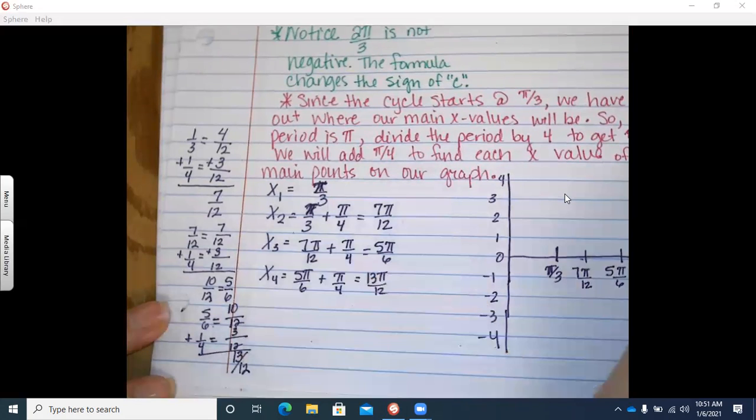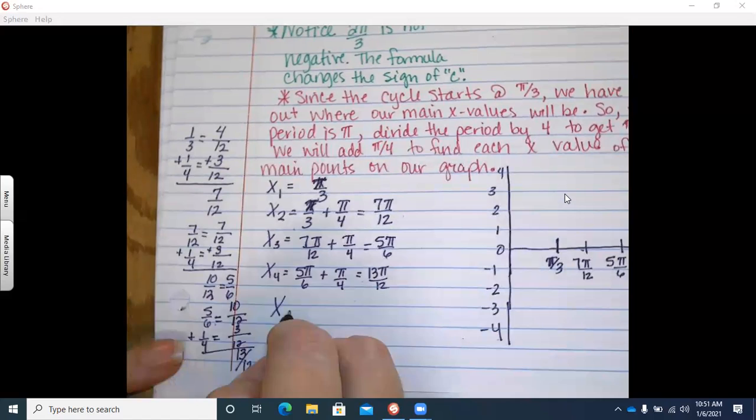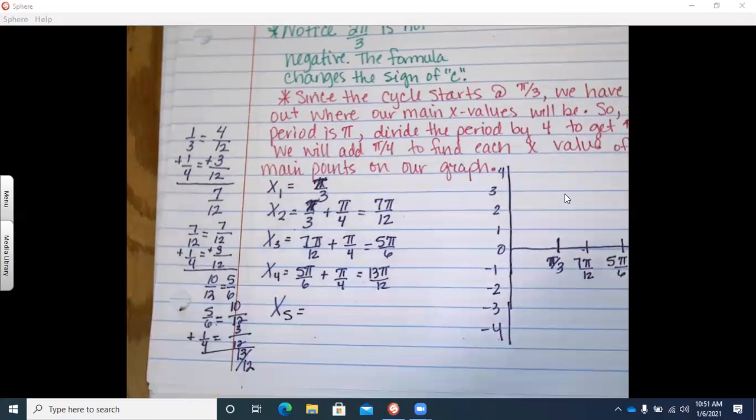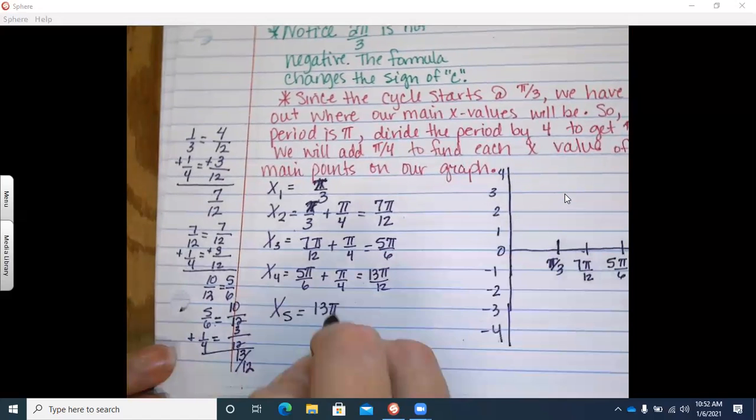To find my last point, again, I could do 2 pi plus c divided by b, but since I'm already doing it this way, I'm just going to find it this way. Does that make sense? Okay. So I take my last point, which was 13 pi over 12, or 13/12 pi, add a quarter pi to it.